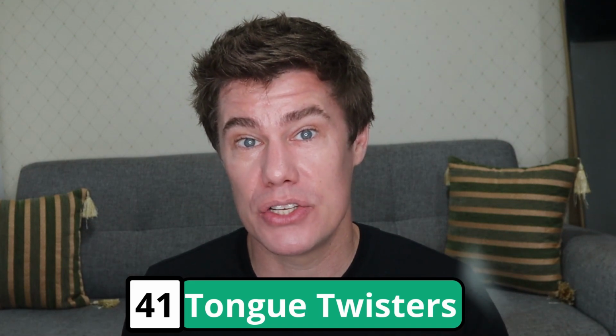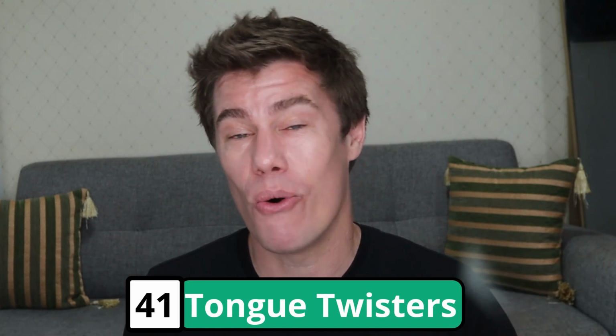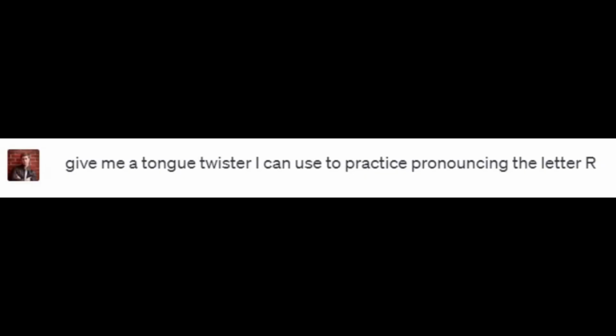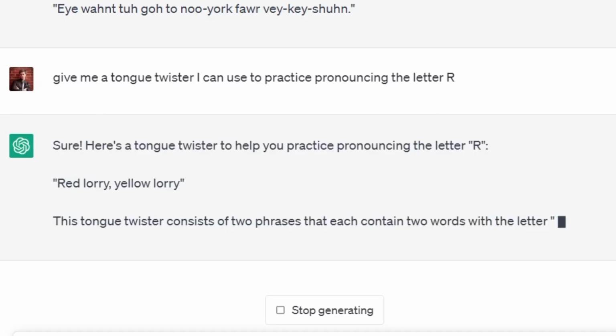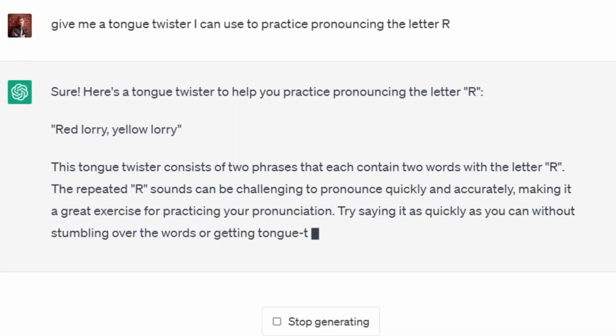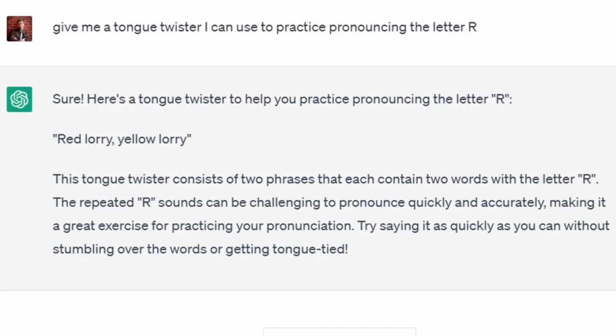Ask ChatGPT to write some sentences or tongue twisters that you can use to practice with. Give me a tongue twister I can use to practice pronouncing the letter R. Red lorry, yellow lorry. Try saying it as quickly as you can without stumbling over the words or getting tongue-tied.